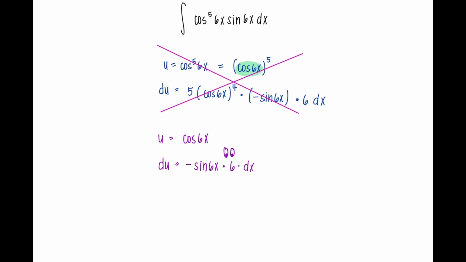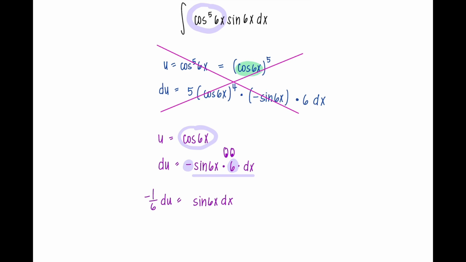Okay, from here, now look back at the integral. Do I see this being multiplied somewhere in there? Yeah, I just need to move this 6 and the minus sign over. And then is it a problem that u is just cosine 6x? No, because this will just all be u to the 5th. Do you see that? Okay, so we've got negative 1/6 du is sine 6x dx.